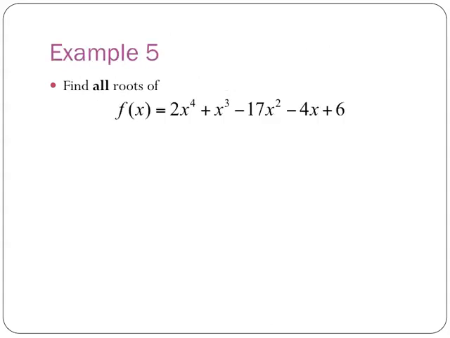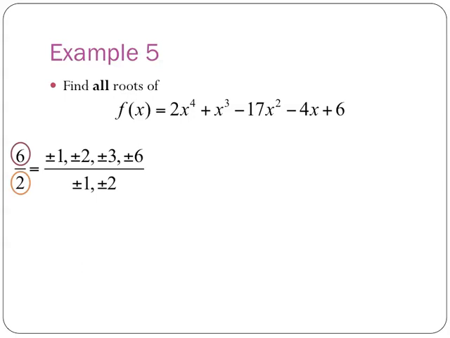So example 5, find all roots of f of x equals 2x to the 4th plus x cubed minus 17x squared minus 4x plus 6. So we start with the rational root theorem. We're not told any information about the roots. So we take the 6 and the 2, the constant and the leading coefficient, and we're going to write out all the different factors of the constant and the leading coefficient. So for 6, that would be plus or minus 1, plus or minus 2, plus or minus 3, and plus or minus 6. And then on the bottom, that's going to be plus or minus 1 and plus or minus 2. And now we come up with all the different combinations that we can.